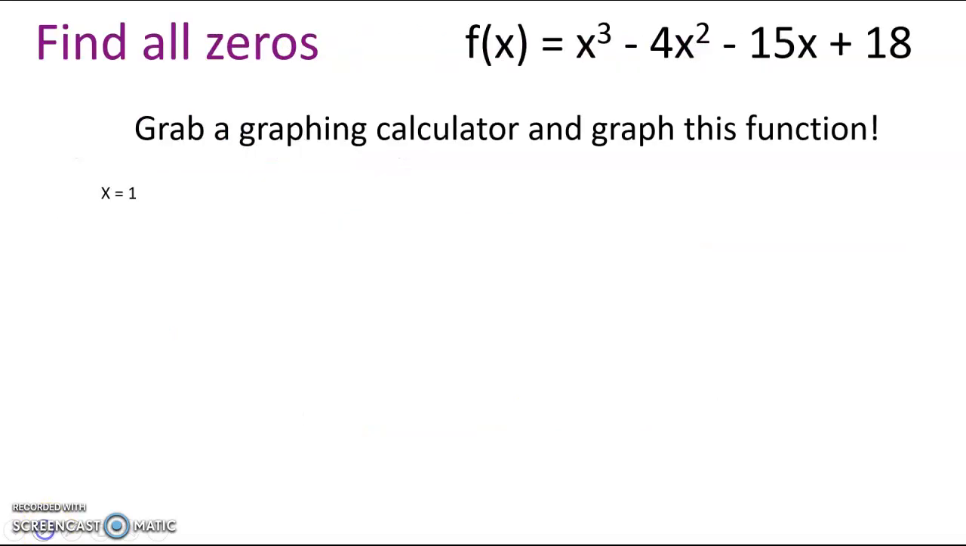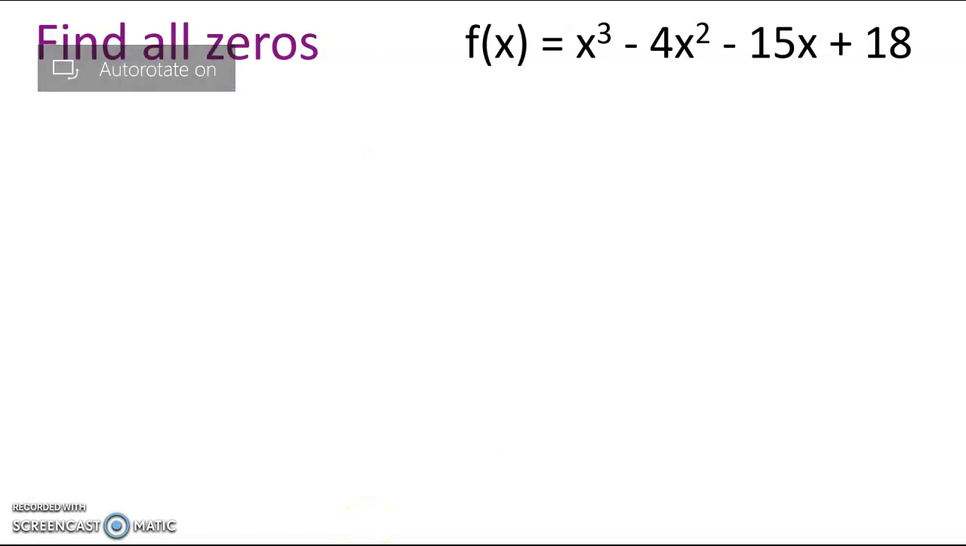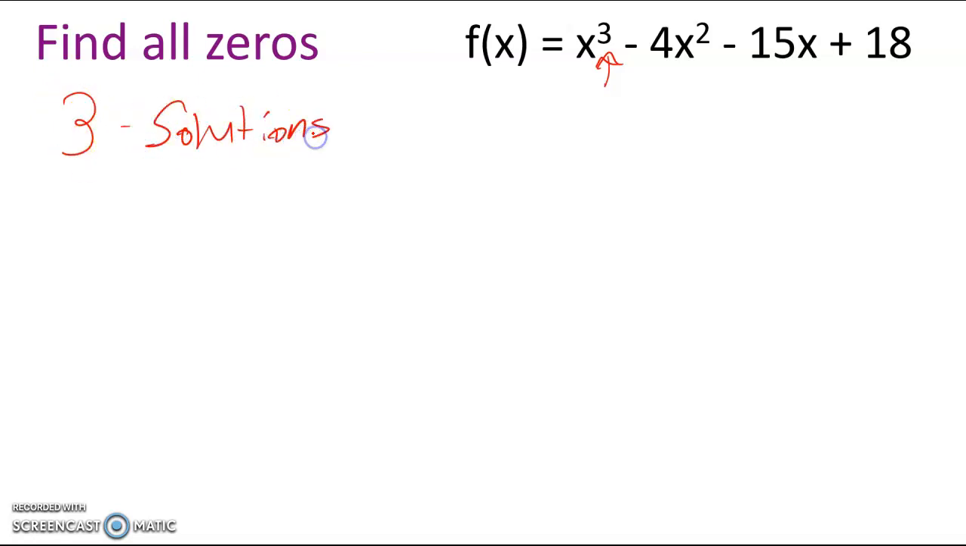Let's actually go through it. So let's go ahead and find all of these zeros here. We're going to find all the solutions. Now, one thing I'm going to keep an eye on is this leading degree, or my highest exponent. My highest exponent is 3. What that tells me is I should have 3 solutions, all right? There are times when you might have fewer than that, but for the most part, you're going to have 3 solutions on that one.